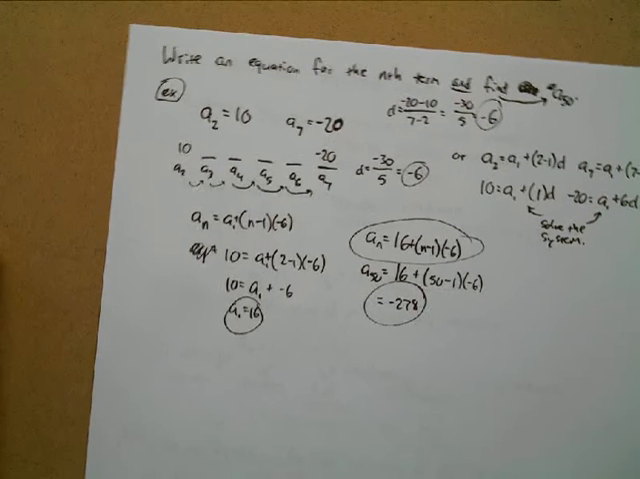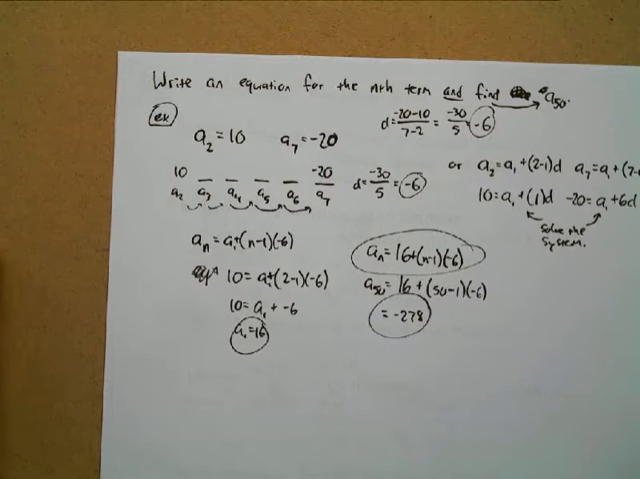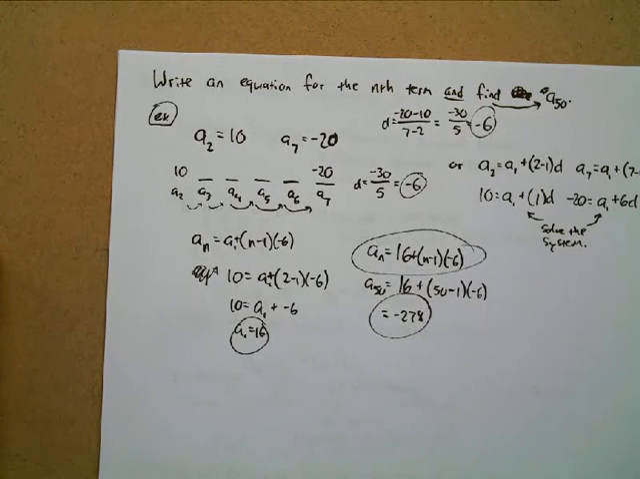So how many steps is that? 1, 2, 3, 4, 5, right? 5 steps. We're going from 10 down to negative 20, so that's a change of negative 30 in 5 steps. So kind of like what Andrew was saying earlier.